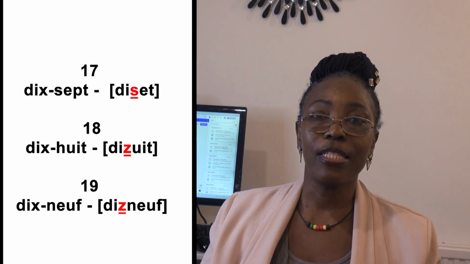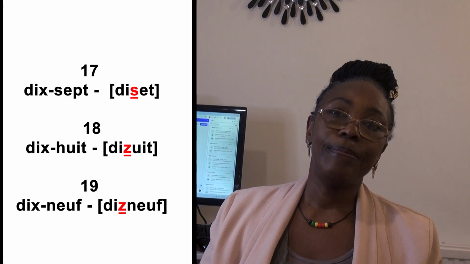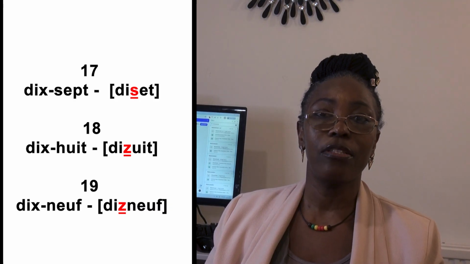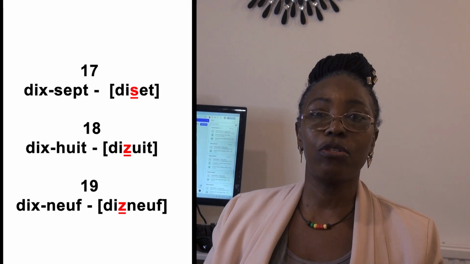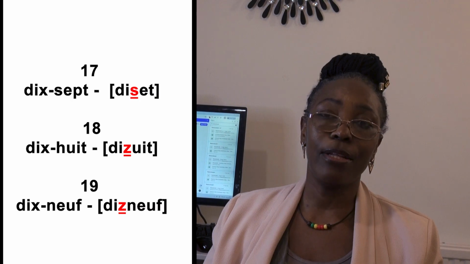And the right pronunciation will be dix-sept, dix-huit, dix-neuf. Let me explain why you have the sound S in one of them, and when we get to 18, we have the sound Z instead of S. Let me explain to you why.